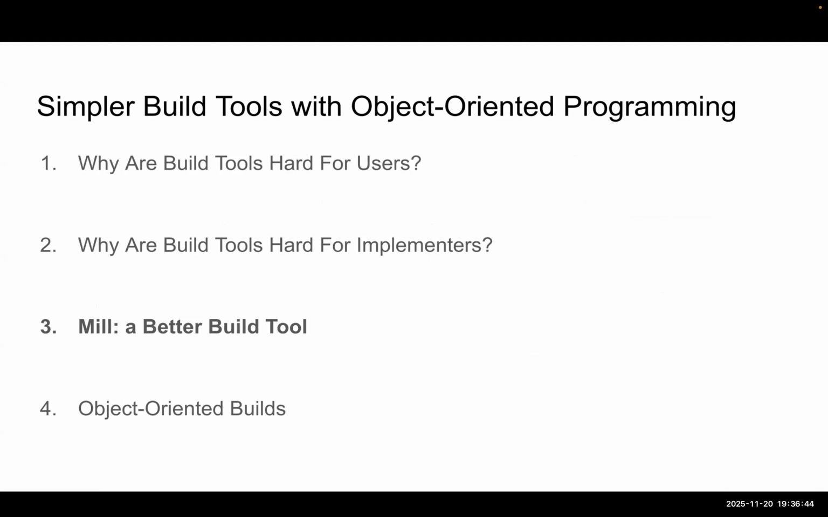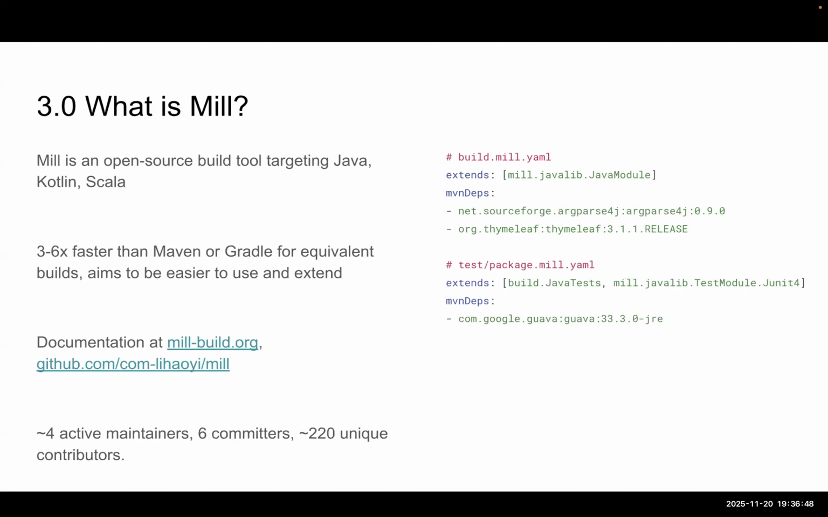So next, I'm going to talk about one of my open source projects called Mill. Mill is an open source build tool that targets the JVM languages: Java, Kotlin, and Scala. It tries to improve upon the other build tools. It's still quite a young project.